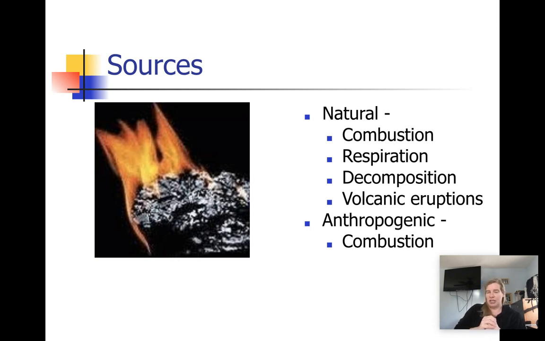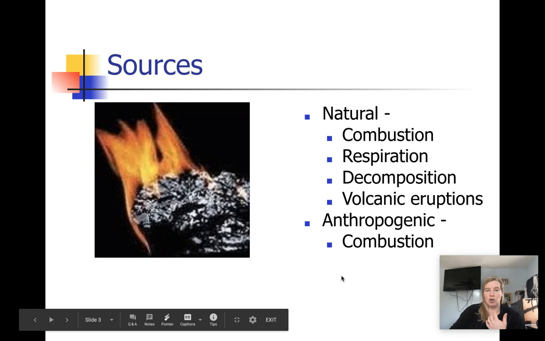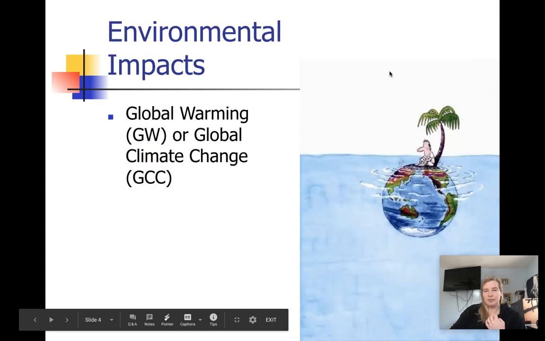The anthropogenic, the human-caused source of CO2, is also combustion. But what we're typically focusing on more is the combustion of fossil fuels. That carbon has not been part of the atmosphere for a long time. It was buried in fossil fuels deep in the ground for a really long time, and that's part of why we're more concerned in terms of climate change. But there are natural sources of CO2, and there are anthropogenic, human-caused sources of CO2.